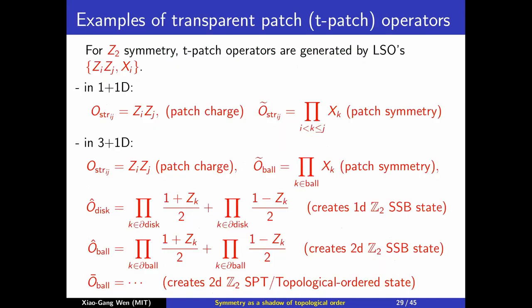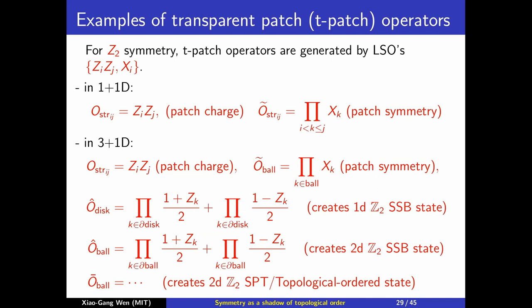Okay, so last time we discussed some examples to give some feeling of what those transparent patch operators look like. In one plus one dimension, we can have a patch symmetry operator, where we do the symmetry over a segment. We also have this empty bulk operator, which only carries symmetry charge on the boundary. So Z creates a charge, and we have created a pair of Z2 charges, so total neutral. In 3+1D, we have a similar thing. We have a string operator where the two ends of a string are Z operators. And we also have the ball operator where the symmetry transformation acts on the whole region.